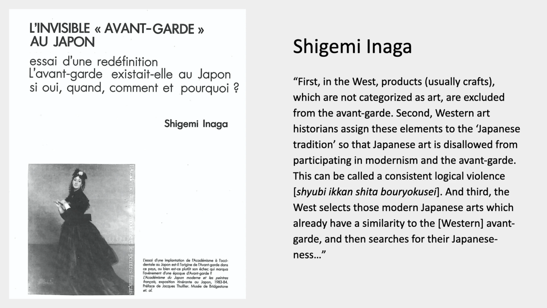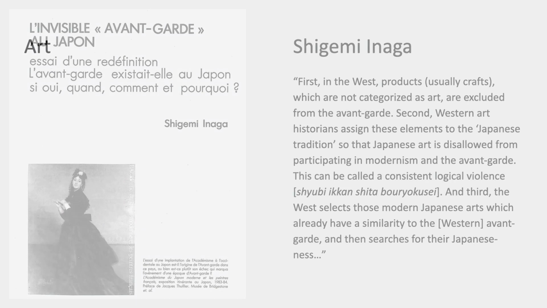So what was happening in that exhibition in Paris was a selection from Japanese production of artifacts, to put it neutrally, a selection of things made in Japan, which were chosen because they looked like they were similar to the Western avant-garde. And then the exhibition proposed that they were quintessentially Japanese. That results in what Inaga calls consistent logical violence.